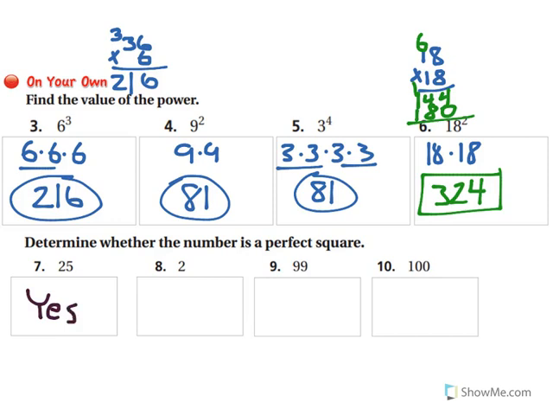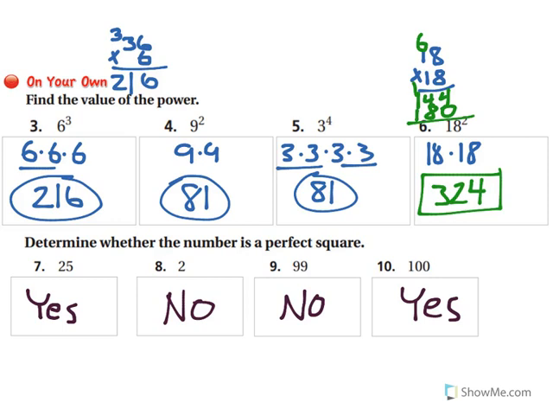Number 8 is 2. Well, 1 squared is 1, 2 squared is 4, so that would be a no. 99, it's really close. 9 times 9 is 81. 10 times 10 is 100, so that would be a no. And as we just said, 10 times 10 is 100, so for number 10, 100 is a perfect square. It would be a yes. Hoping you came up with the same responses.